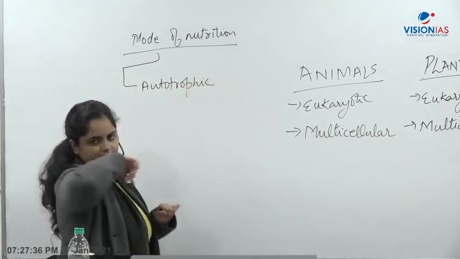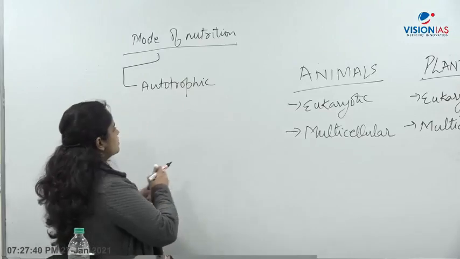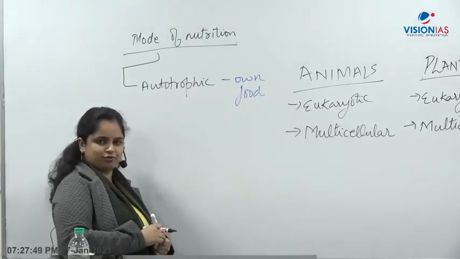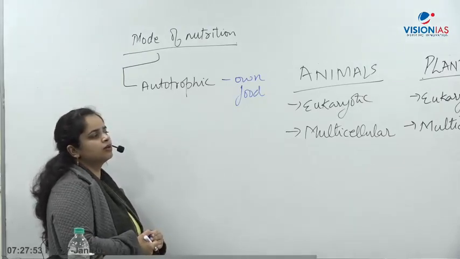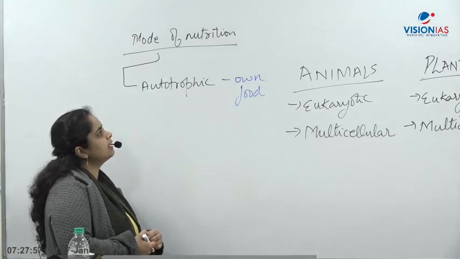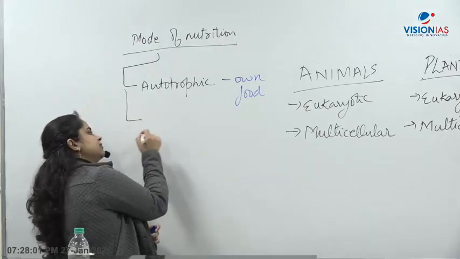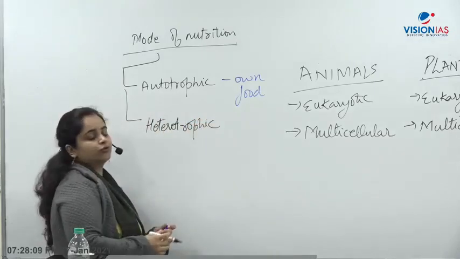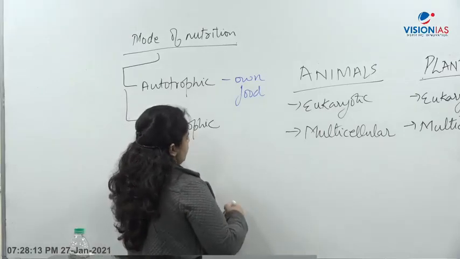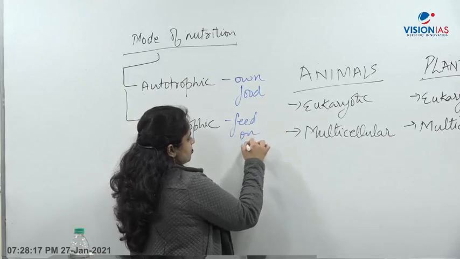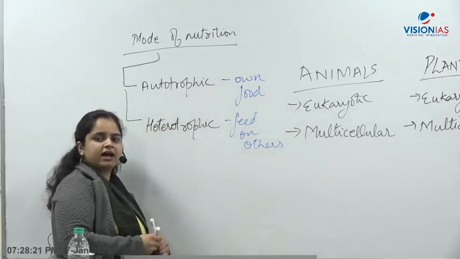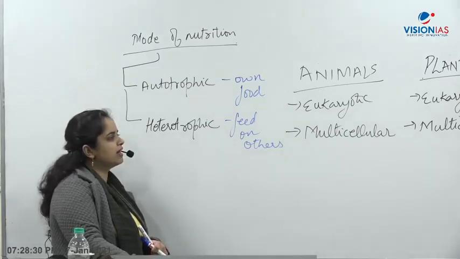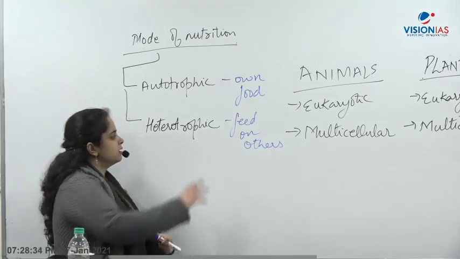Autotrophic. Autotrophic means organisms which make their own food. You have to write this down, I'm not dictating anything here. Autotrophic, those organisms which make their own food, like plants. Then we have heterotrophic, which feed on others. Those organisms which feed on others, like animals. So animals will feed on other plants, or on other animals, right? So they become heterotrophic.